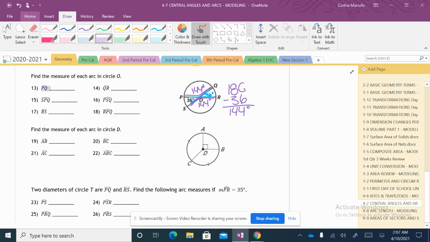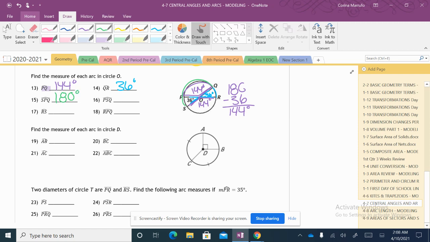The first one's asking us from P to Q. So here's from P to Q, which we said was 144. And then we have from Q to R. So this is Q to R. That's going to be 36 degrees. And then next is going to be S, P, Q. From S to P to Q is a semicircle. It's the top half, which is 180.